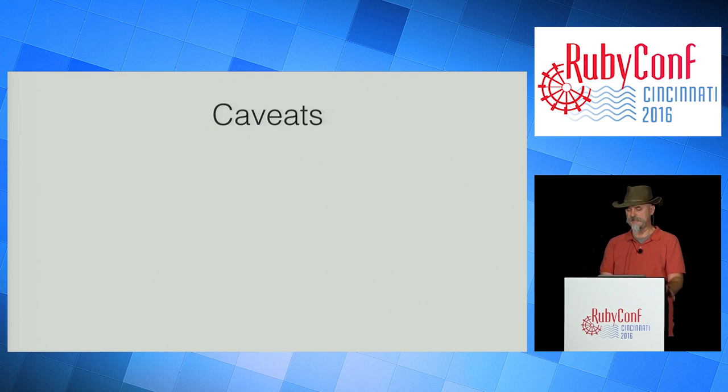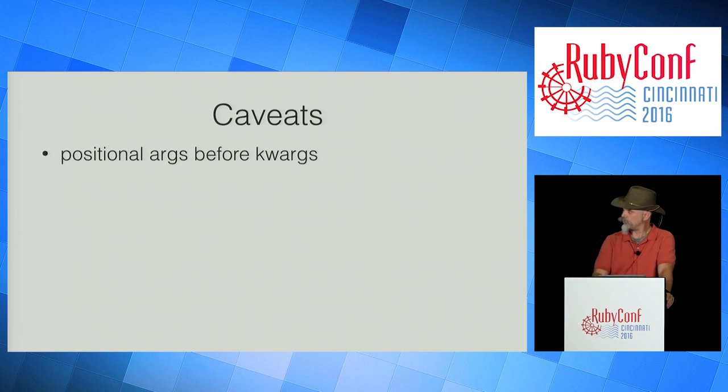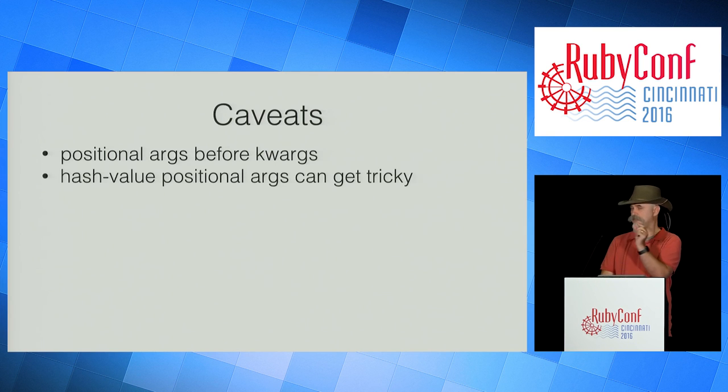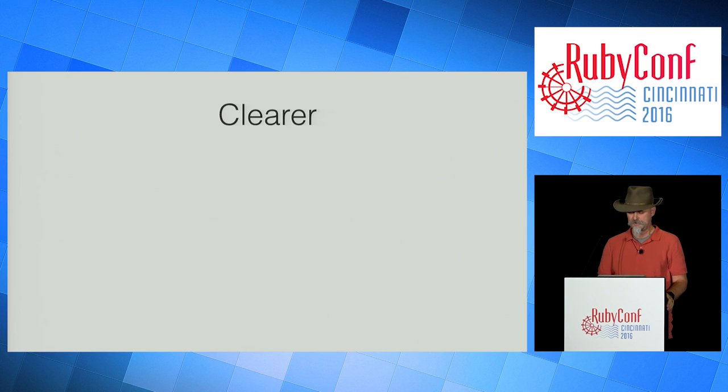A couple of caveats: you have to put the positional arguments all before the keyword arguments, and because it does this business of interpolating hashes into the keyword arguments, if your last positional argument is a hash, Ruby can get confused. Yes, we're getting nodding over here.